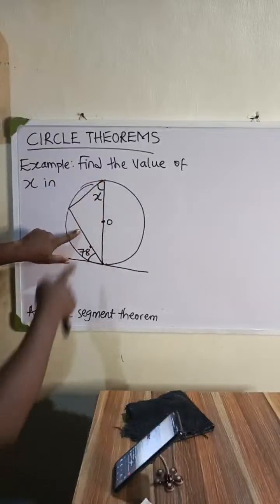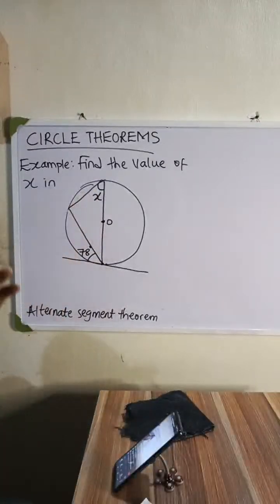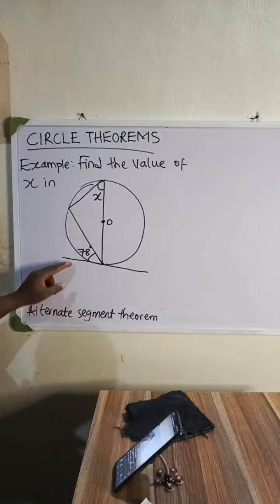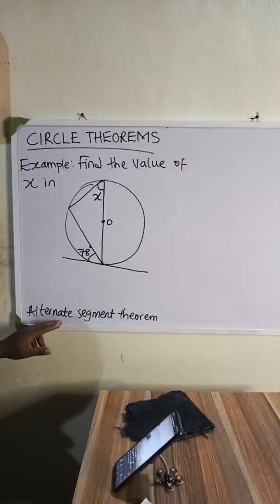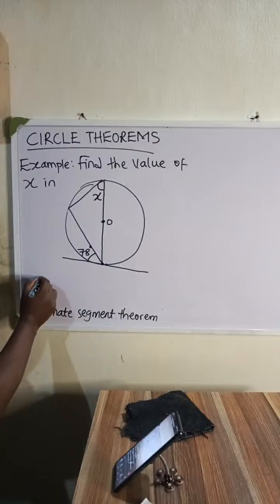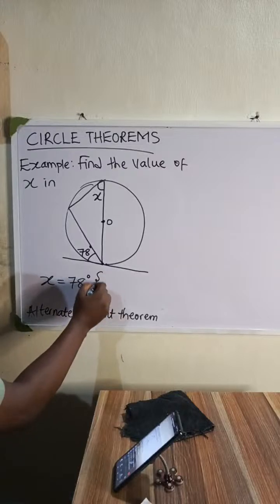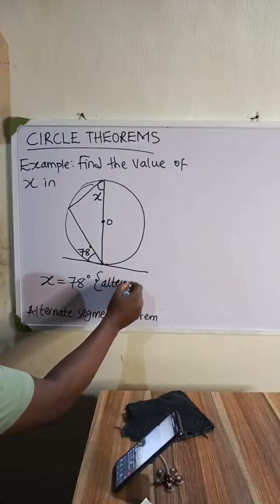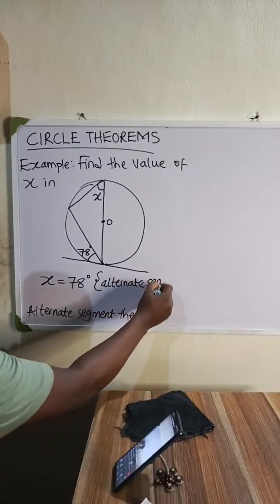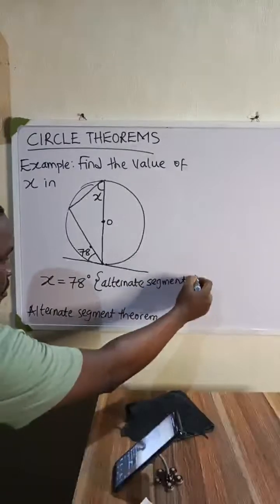So this chord creates an angle with the circumference. That angle is equal to the angle created by the tangent and that chord. So just by using that principle, you've gotten the answer. By using this principle, our answer x is equal to 78 degrees. You can state the reason: alternate segment theorem.